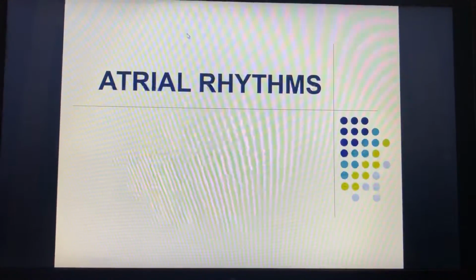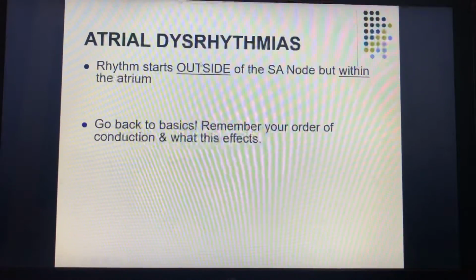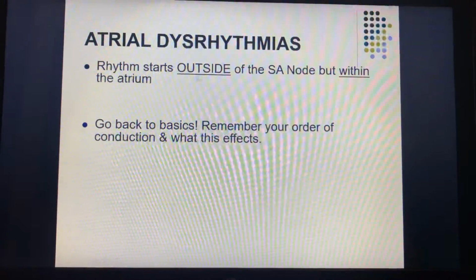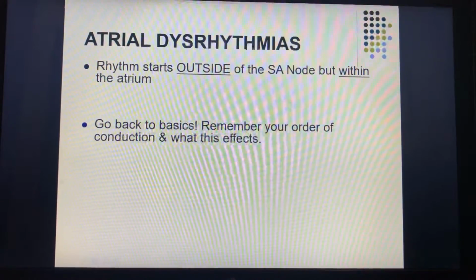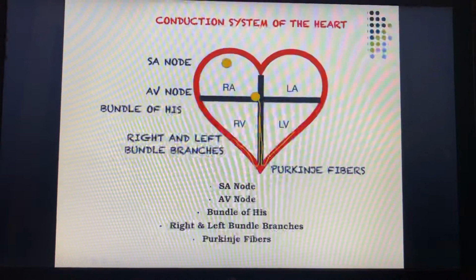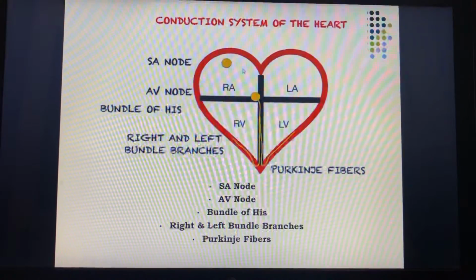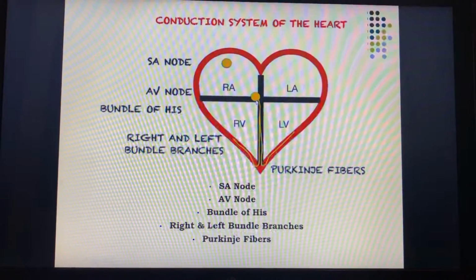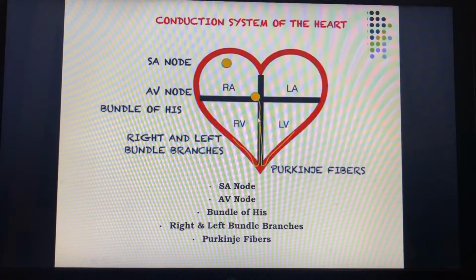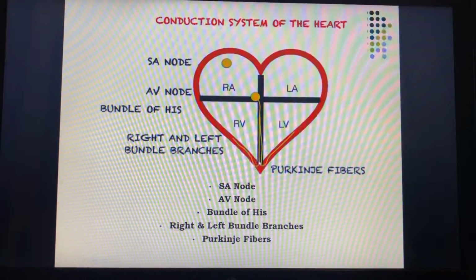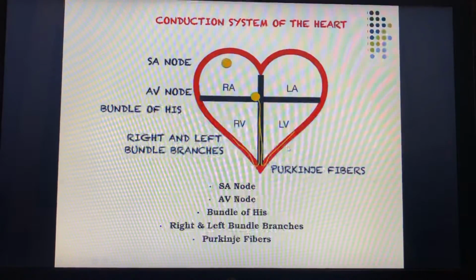Good morning, everybody. Quick review on the atrial rhythms, okay? Atrial dysrhythmias start outside of the SA node, within the atrium. So let's go back to our basics. Do you remember our order of conduction here? We go from the SA node to the AV node to the bundle of His to the right and left bundle branches here, and then the Purkinje fibers, right?